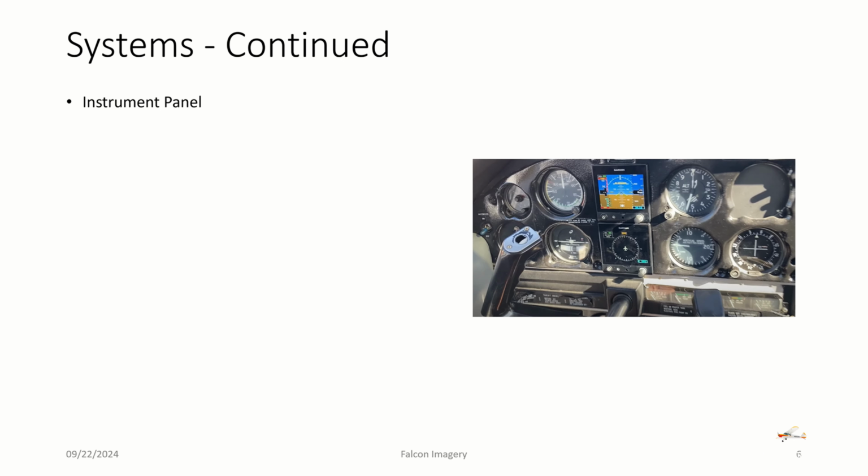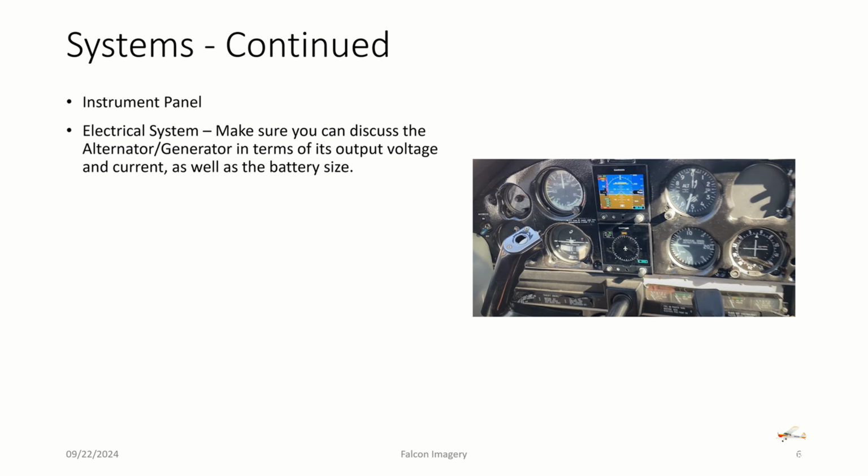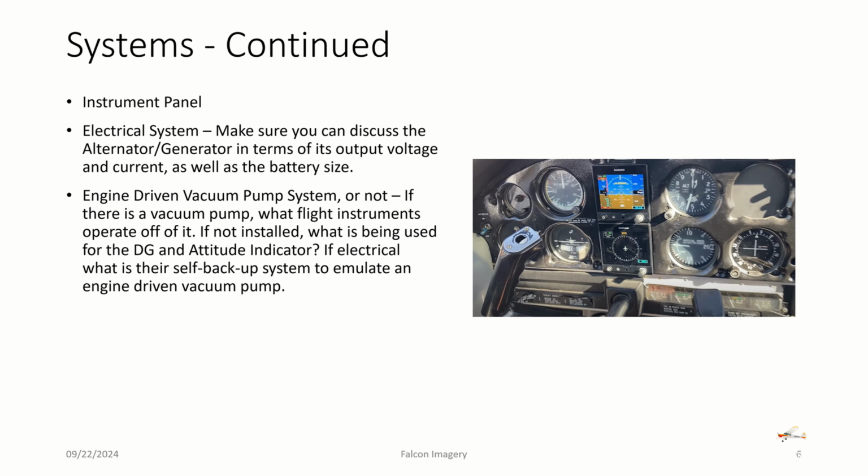Continue on systems, the instrument panel. Make sure you know all of your flight instruments in the aircraft and how they can fail. The electrical system, make sure you can discuss the alternator generator in terms of its output, in terms of voltage and current, as well as the battery size that's in the aircraft.